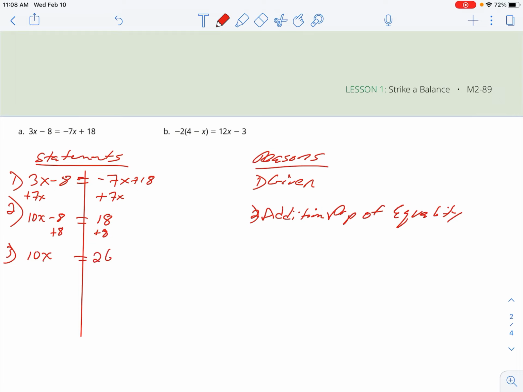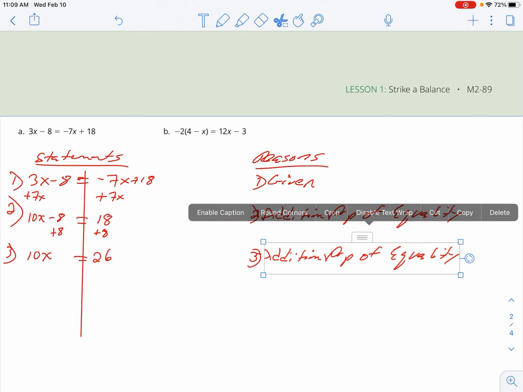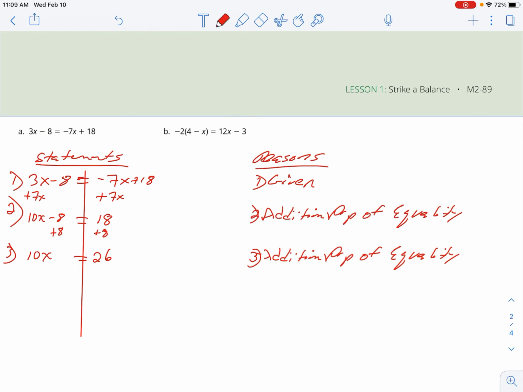And 18 plus 8 gives me 26. And again, that was my addition property because I added 8 to both sides. So there is my addition property. And then lastly, I need to divide both sides by 10 because it's multiplication in between the x and the 10. And as I do that, I get x on the left, and then 26 divided by 10.